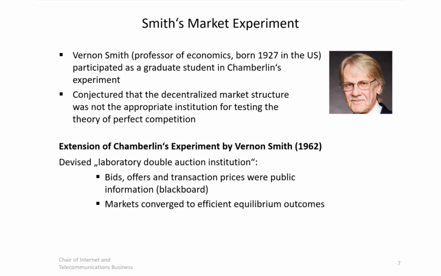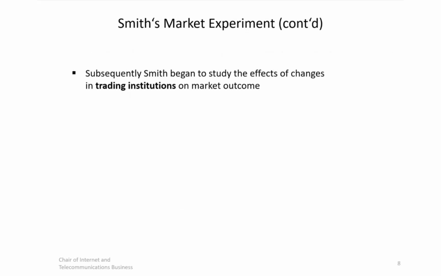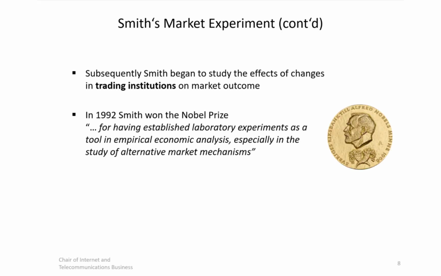And then, given this kind of perfect information among all the participants in the market, or of the economic agents, he noticed that the market price converged to equilibrium outcomes. And so this study by Smith, then Smith decided to study the effects of changes in trading institutions on the market outcome. And in 1992, Smith won the Nobel Prize for basically establishing laboratory experiments as a tool in empirical economic analysis and the study of alternative market mechanisms.